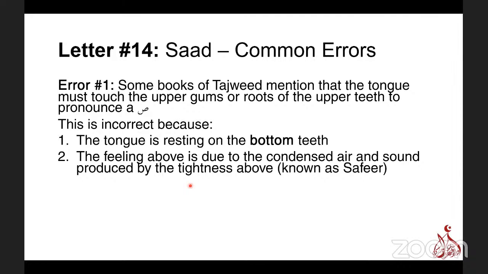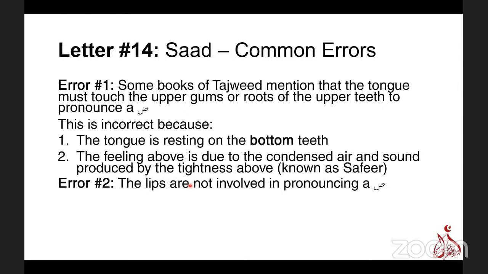So nothing is touching the top. Sometimes it may slightly touch here and there, but the moment you let the air out, the tongue will automatically go down and there will be some area left on top for the sound to go through. Again, your tongue is touching the bottom teeth and the air is going over the top of your tongue and out of your mouth. So that's one error made with Saad: people touch the top teeth instead of the bottom teeth, which is incorrect. And as I mentioned, this mistake is narrated in books of Tajweed, which makes it a bigger issue.